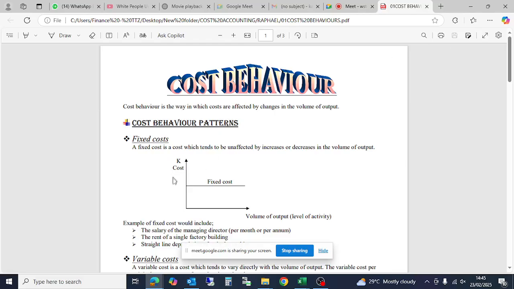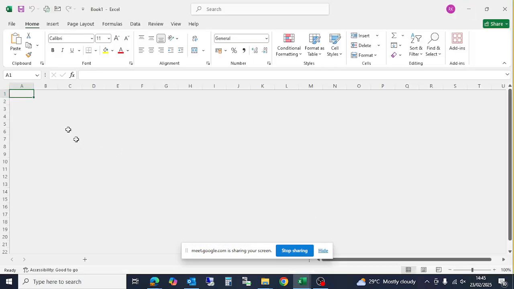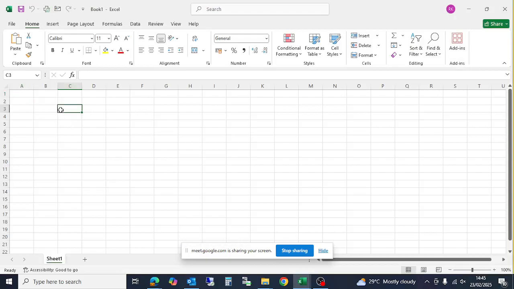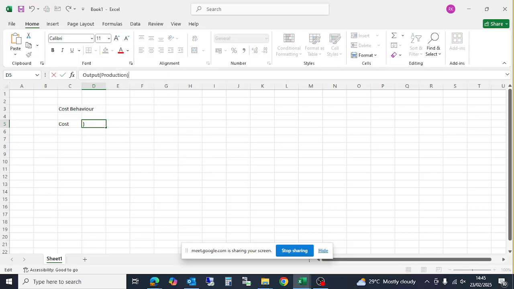Let me give you an example. Before I come to the definitions and everything else, let me just give you an example. I like giving examples. So we are looking at cost behavior, basically how costs relate to their output. Okay, so we have two things here. We have a cost and we have the output. By output, we are talking about production, how much we produce.